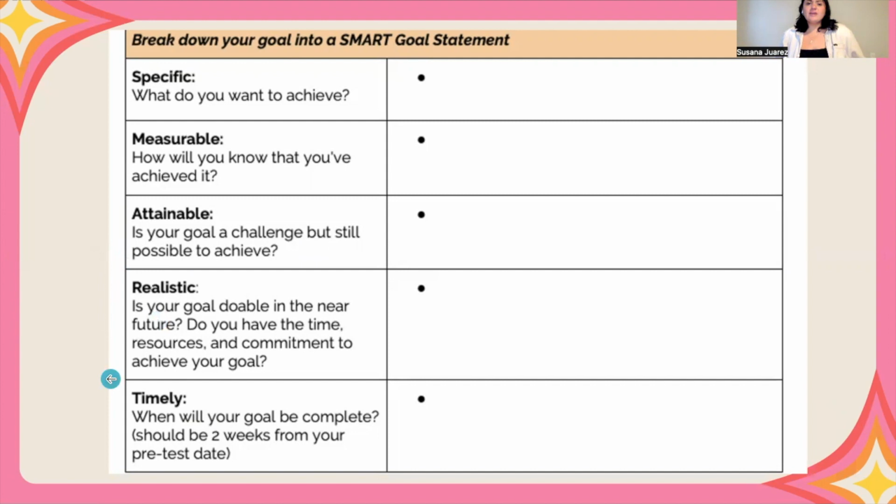Realistic. So is your goal doable in the near future? Do you have the time, resources, and commitment to achieve the goal? So this is looking at, like, if you are someone who's in gymnastics and you're working on a short-term goal there, that's great. That's something that you could do in gymnastics. I want you to work on something that you could maybe practice at home or here when we're in gym class, because we're going to be giving you time to work on those goals in other spaces that you can do. But if I were really wanting to work on a backflip, I'd use a space like gymnastics to practice that if that were one of my other goals.